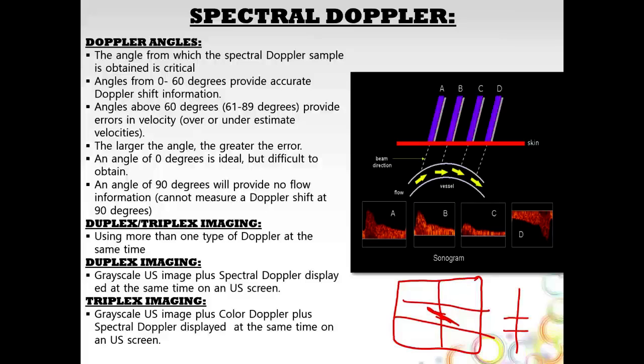All right, so the next thing we're going to talk about is duplex and triplex imaging. This is when we're using more than one type of Doppler at the same time. Duplex imaging means that you have your grayscale image up, plus you're going to turn on spectral Doppler at the same time on the ultrasound screen. Triplex imaging means we're going to have our grayscale image up, plus we're going to use color Doppler on top of that, plus we're going to use spectral Doppler. So it just means basically you're using more than one type of Doppler at the same time.